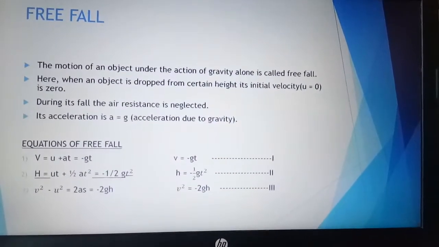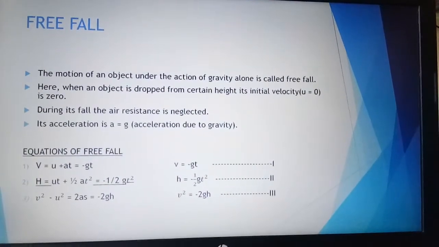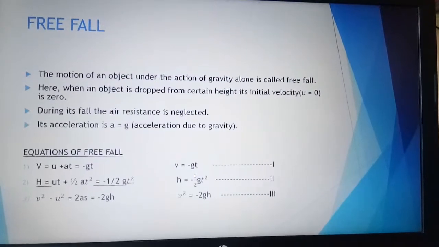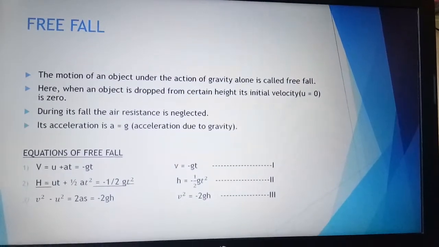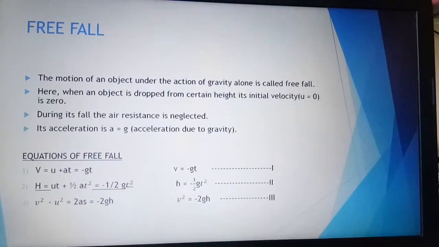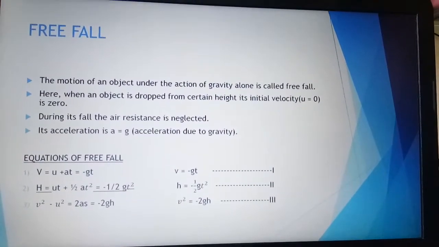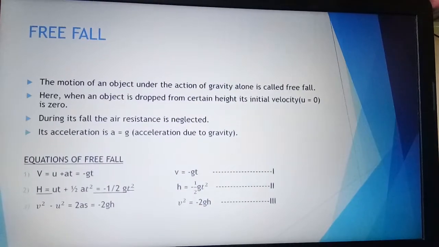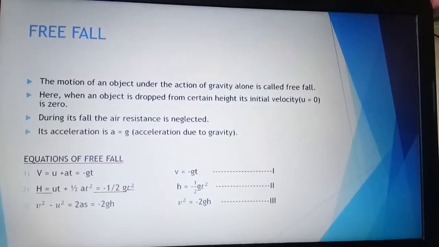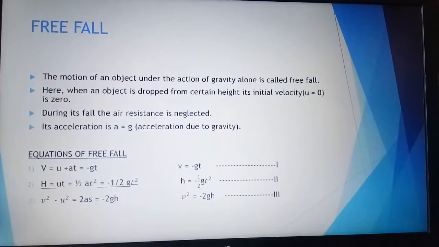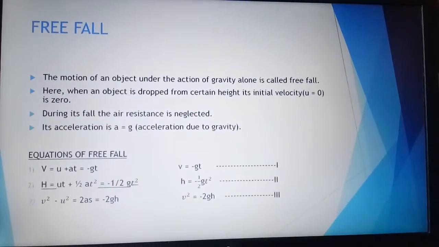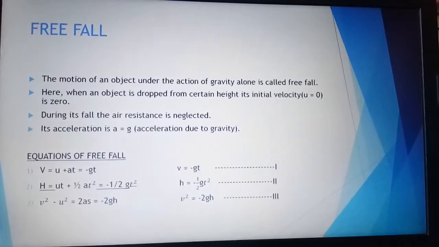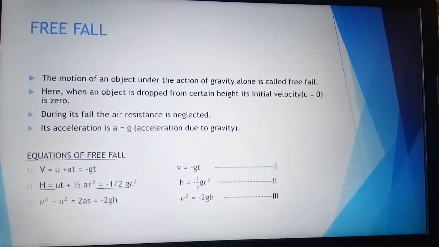We already learned the equations of uniformly accelerated motion. So if we apply the same equations for free fall, here we have to substitute u is equal to 0 and a is equal to minus g, because it's falling down, so it is along the negative y-axis. The motion is along the negative y-axis.